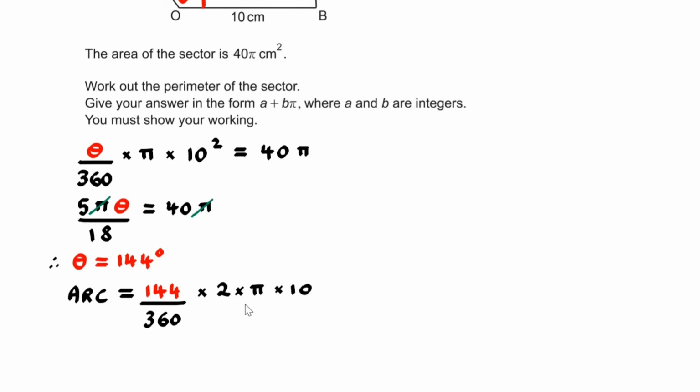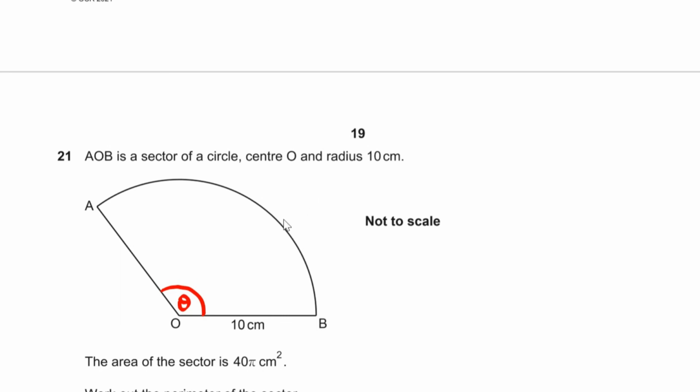So I've got 20 divided by 360, which is 1 over 18. And then I've got 144 times by this, which is 8. So therefore the arc length is equal to 8 pi. The arc length, which is this length here, is equal to 8 pi.